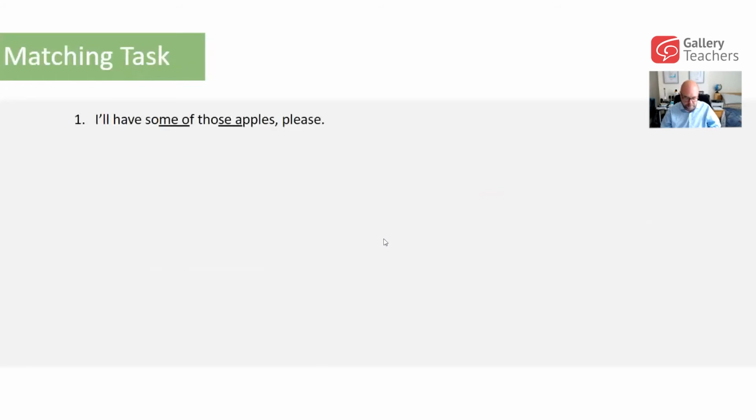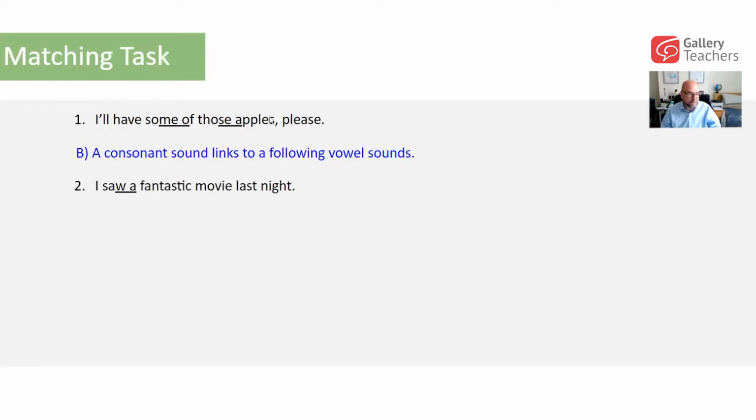So the first one, some of apples, is an example of a consonant sound linking to a following vowel sound. Of, mov, or indeed in faster speech, of, mov. Apples, zapples. In number 2, what did you think?